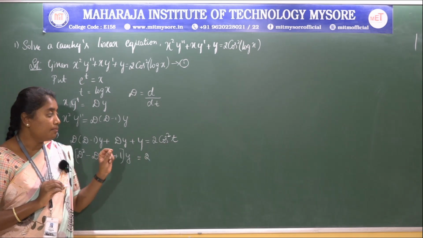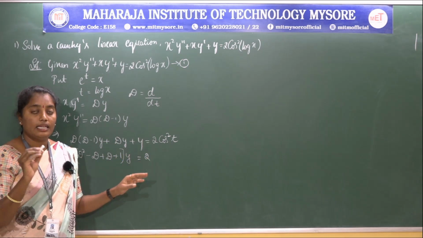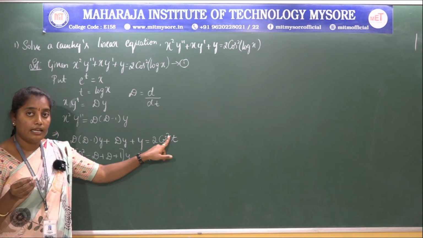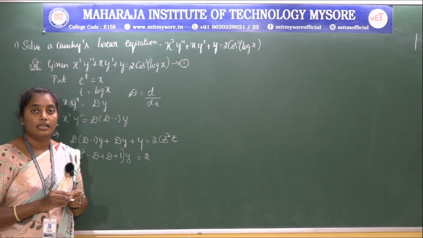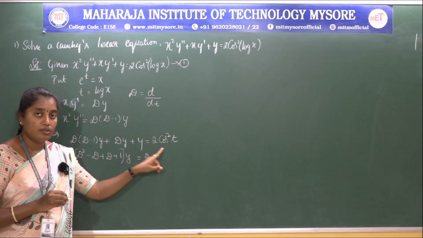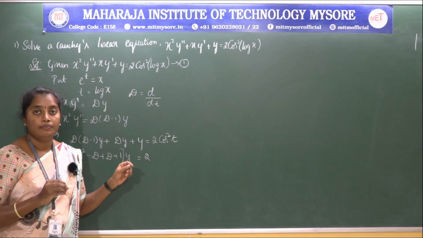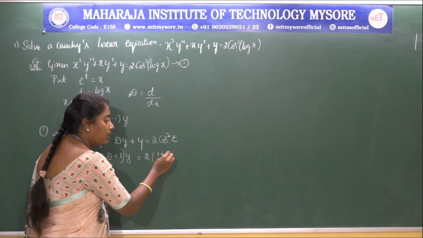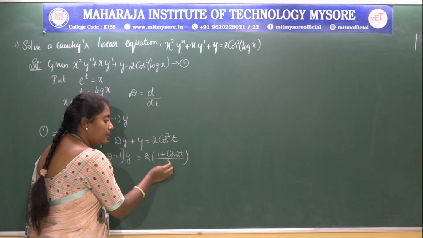But in type 2, the function must be in the form of sine at or cos at, with power 1. But we have cos square here. So we can't apply the type 2 procedure to find the particular integral here. For that, we have to reduce this cos square to a trigonometric function with power 1 using a trigonometric result, and we are using the result (1 plus cos 2t) divided by 2.